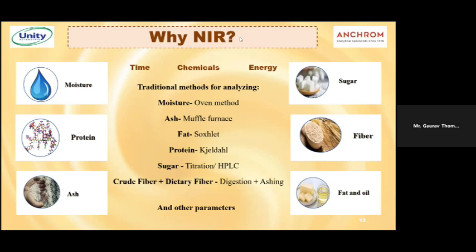So why NIR? In short, it would help you save your time, your chemicals, and your energy as well. Why? Because NIR is a secondary technique, and the main difference between the primary method and the secondary method here is the speed of analysis that you get, plus the sample throughput.